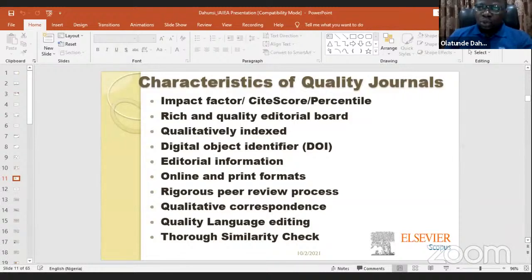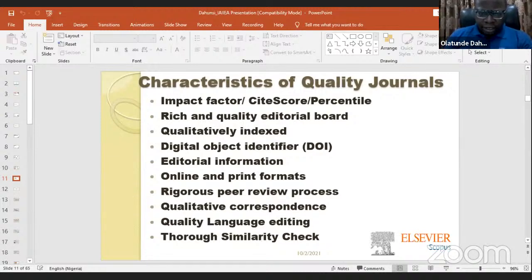Percentile, telling you how your journal is doing within a quartile of journals publishing in the same topic area per time. So when you have journals that have 99% and 98, that means they are the best in their field. And those are the journals I patronize personally. Now, you have a rich and quality editorial board, rich and quality and diversified, not just all the editors from one school or one faculty or one department. That will not take any journal anywhere.